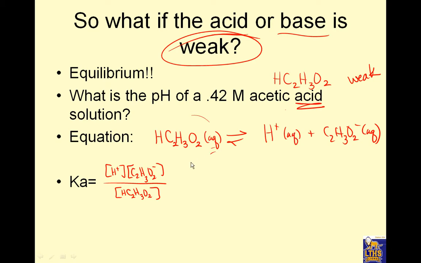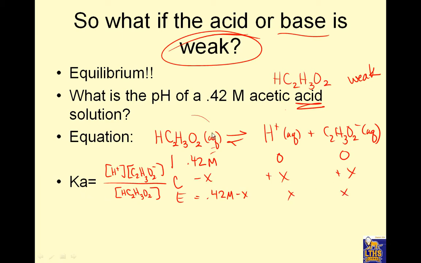So here's what we're going to say. Initially, we have 0.42 molar acetic acid and 0 hydrogen ion concentration and acetate ion concentration. It's going to change. Some of this is going to dissolve, or dissociate. We don't know how much. But every time one of those breaks up, we get one of those and one of those. So at equilibrium, we're going to have 0.42 molar minus X, and X over X.